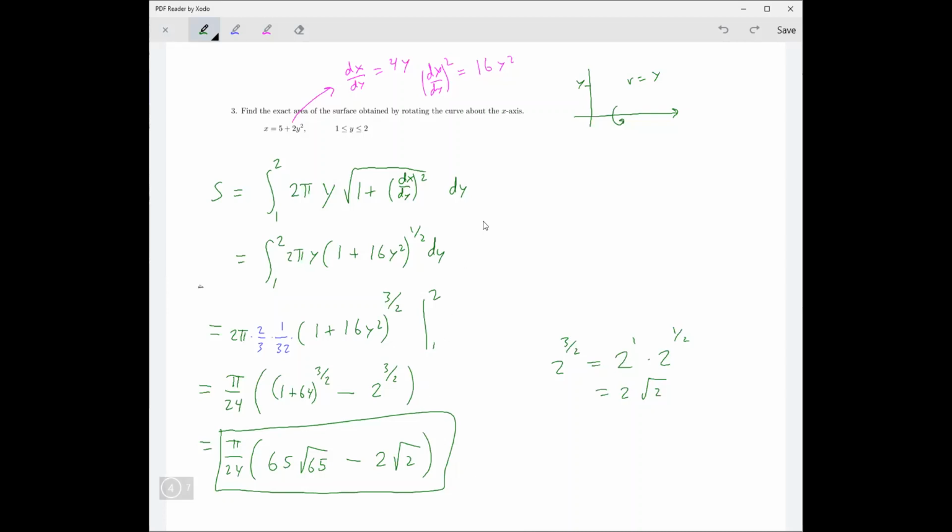Wait a minute. I made a mistake. I made a terrible mistake. This is not 1 plus 64 with a 65; it's 1 plus 16, which is 17. So it's 17 root 17 right there. Okay, any questions about that one?